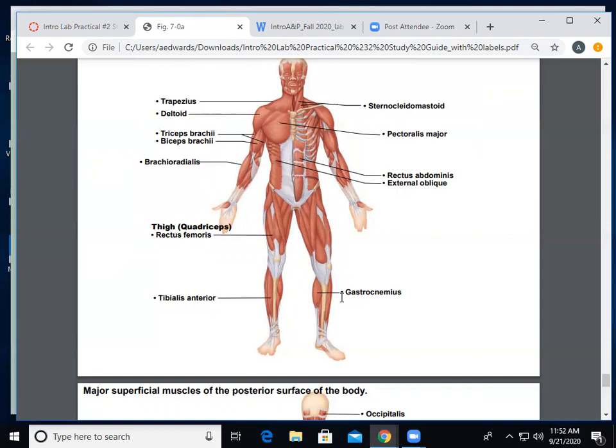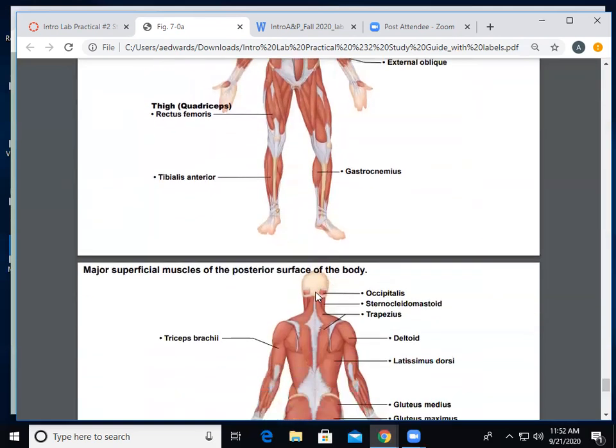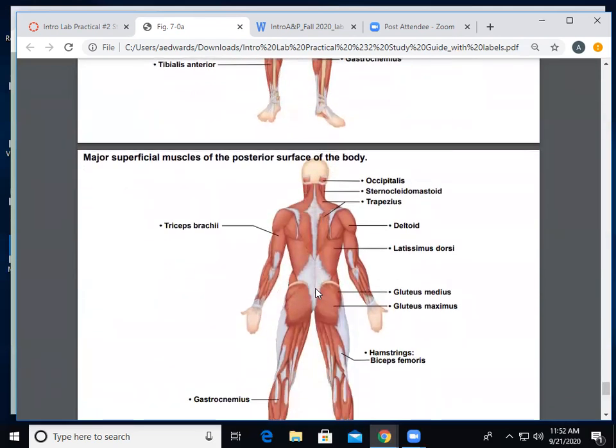I'll have to research that and get back to you. I just always know that is the name, but I'll have to get back to you on that. So those are the anterior surface muscles.